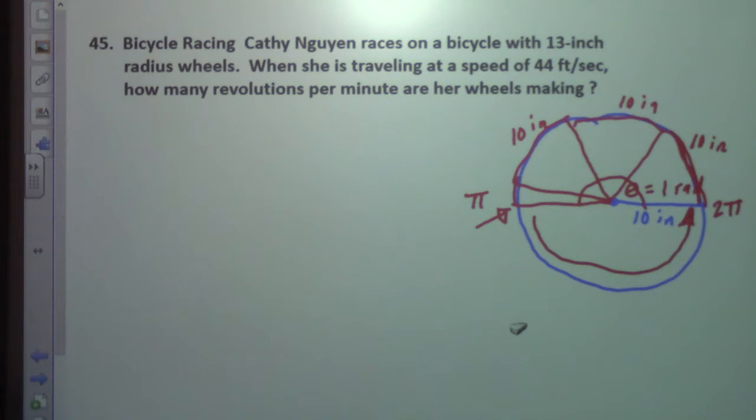What do you want to do for 45? You want me to choose somebody to do 45? Does anybody have it figured out yet? Halfway there?